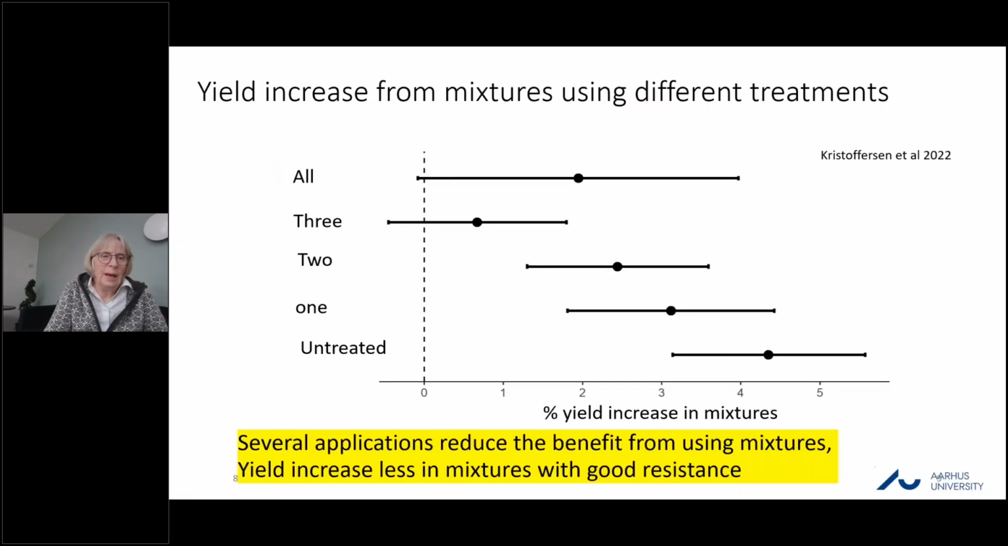If we look at the yield component, we can see that there has been a yield benefit in the mixtures compared to growing the solo varieties. And this benefit is particularly high, or the best, in the untreated plots. With more fungicide treatment, if we have 3 treatments, we have less than 1% yield benefit. But if we have untreated, we have more than 4% yield benefit. So if we put that into perspective, if you just plaster your crop with fungicides, then you won't see a benefit.